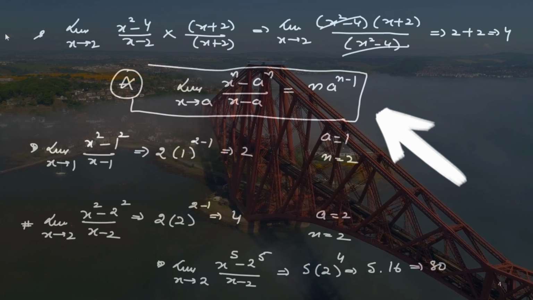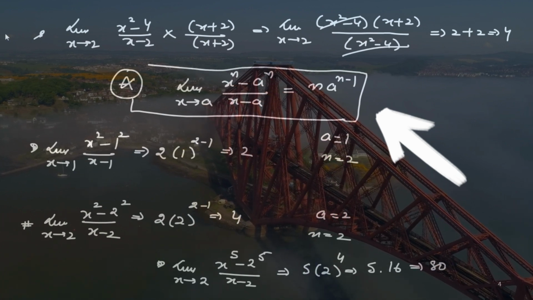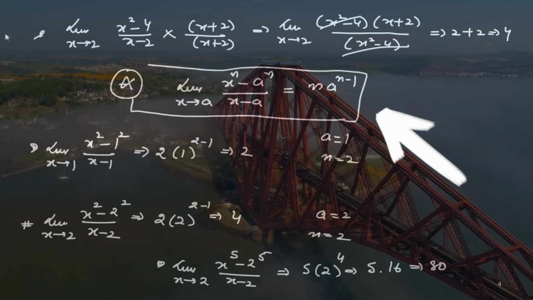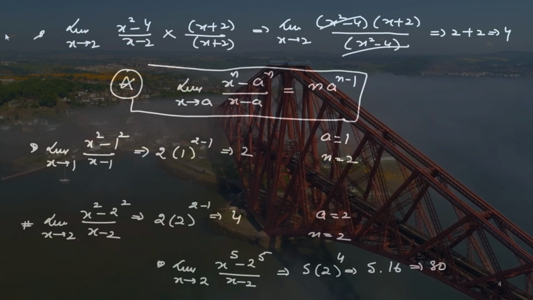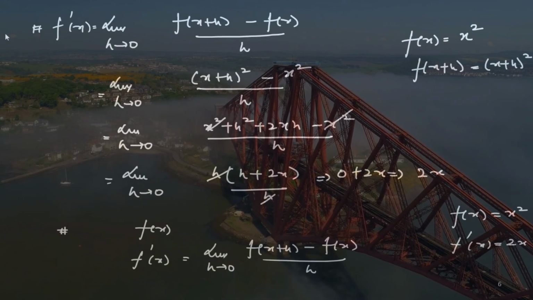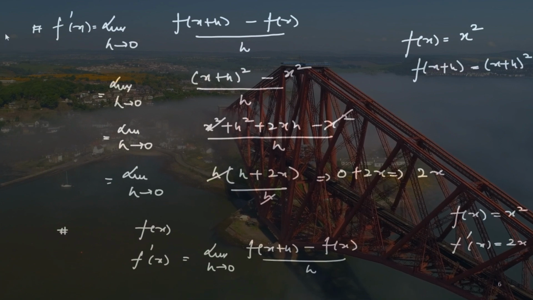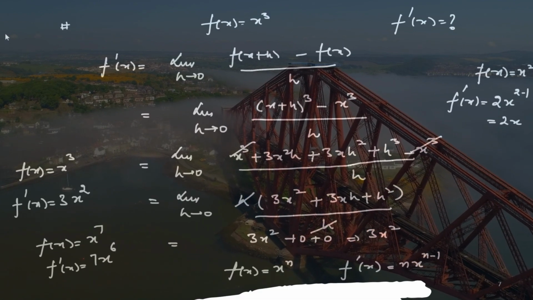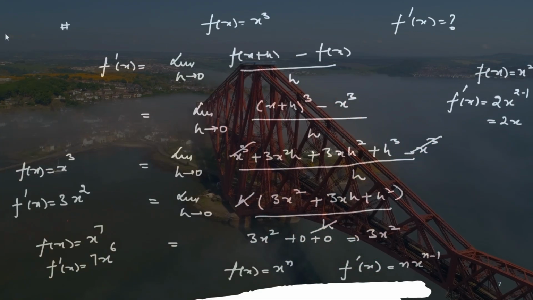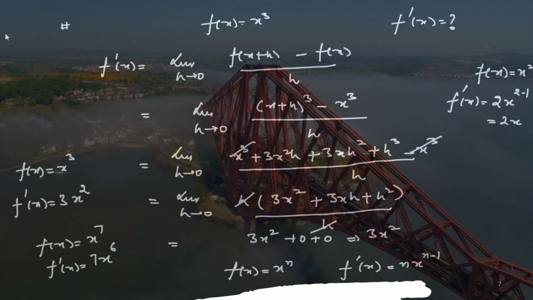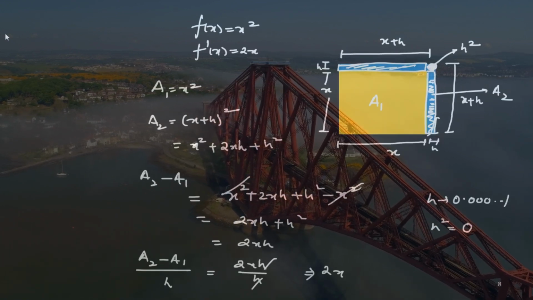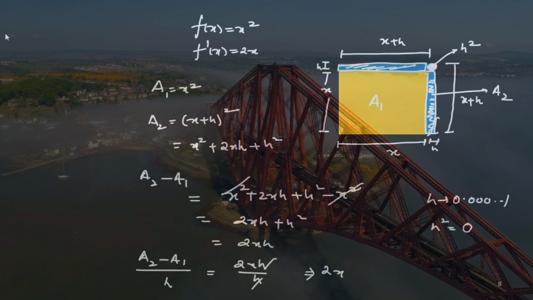And we discussed this formula: limit x tends to a, x to the power n minus a to the power n upon x minus a is always equal to n a to the power n minus 1. And how to calculate the derivative using limits. Then we discussed the formula: derivative of x to the power n is n x to the power n minus 1. We discussed the formula with the help of this figure.